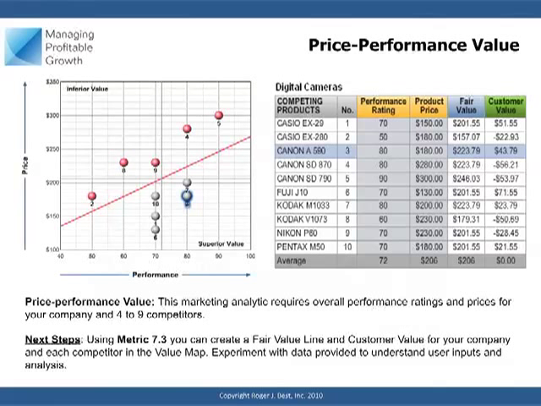The price performance value analytic presented in Part 1 requires product performance and price data for your product and 4 to 9 competing products. A fair value price and customer value are calculated for each product based on the difference between their fair value price and actual price. A value map can then be created to benchmark the competing products. Using metric 7.3, you can experiment with the sample data provided to develop a better appreciation of how this value pricing analytic works. Estimate the product performance and price position for your product and 4 or 5 competing products in order to gain an insight into your relative value.